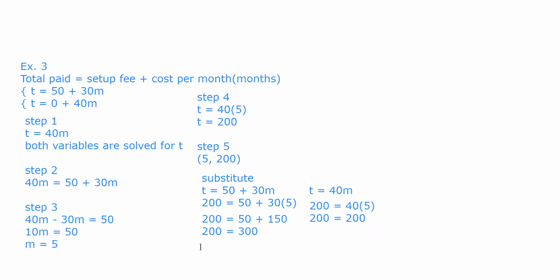So if we have this correct, we say that the ordered pair, this is one of the most important parts of the exercise. The solution for this system of equations: write what the ordered pair is and say if it's a solution or not. The ordered pair 5, 200 is a solution for the system of equations.